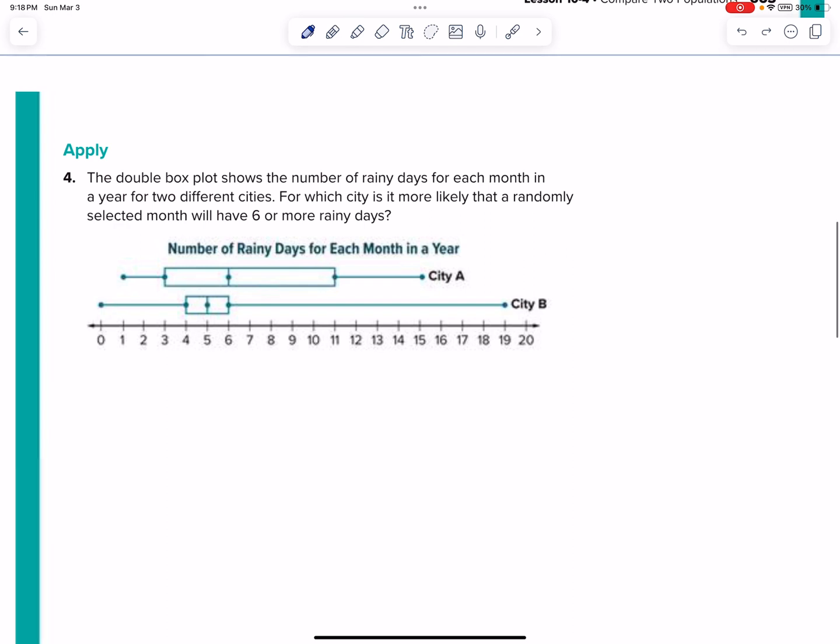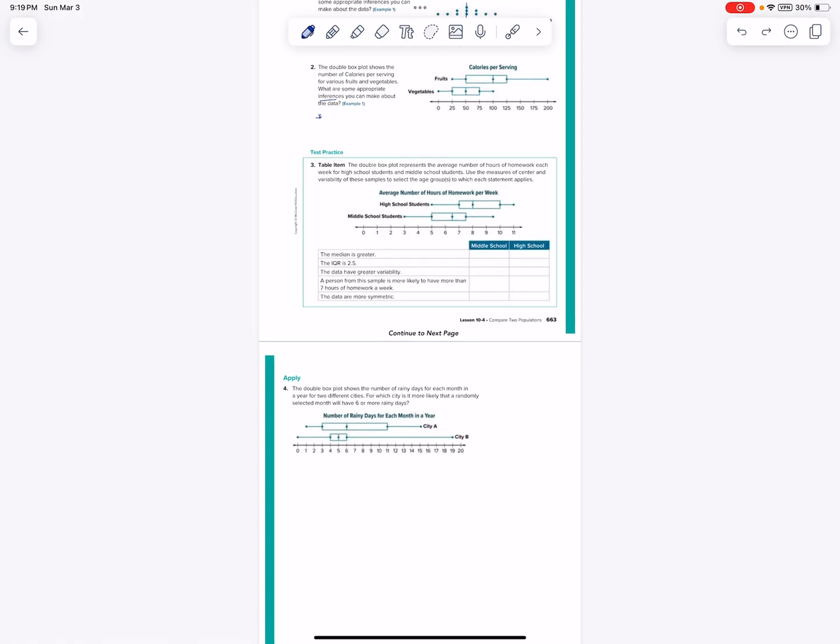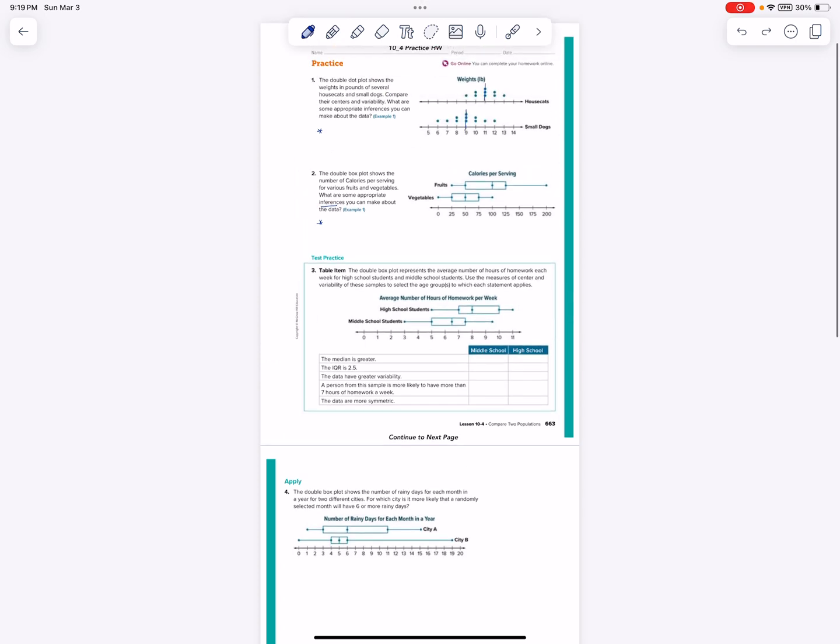And then the last one is right here, the apply. This shows the number of rainy days for each month in a year for 2 different cities. For which city is it more likely that a randomly selected month will have 6 or more rainy days? See how you interpret that, and we can talk about that the next day.